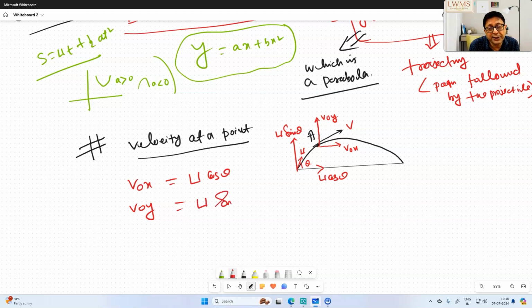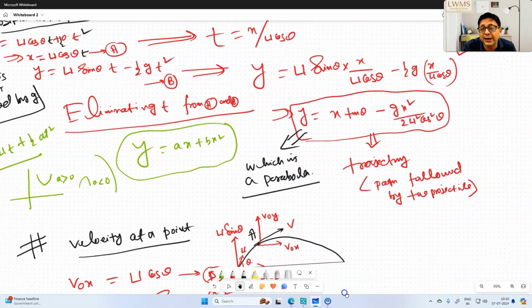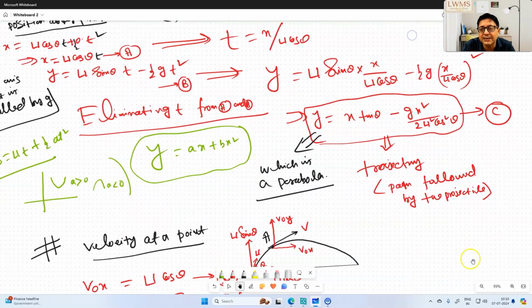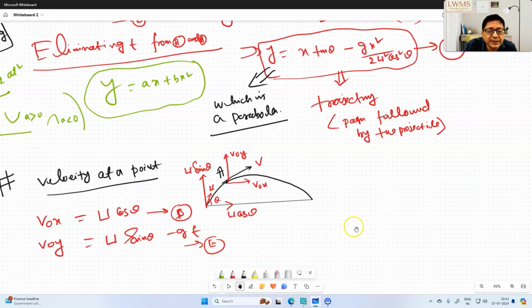vy equal to u sin theta minus gt. So this is the expression for velocity. This I am taking as equation D. This is equation E. This equation of path followed by the projectile, that we are taking as equation C. A, B, C. A stands for position along x-axis, B stands for position along y-axis, C stands for trajectory, and D and E for velocity along x-axis and velocity along y-axis. So if someone asks you after time t, can you tell me what is the direction of velocity? I mean this direction, how do you find? This we can find by using vector. It is v, because they are rectangular components. It will be vx by vy. No, sorry, it is vy by vx.